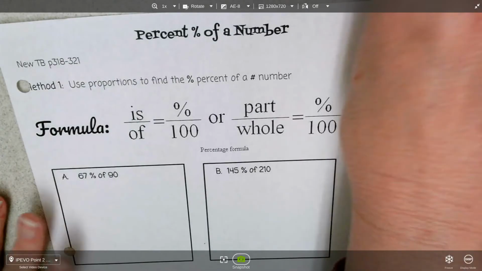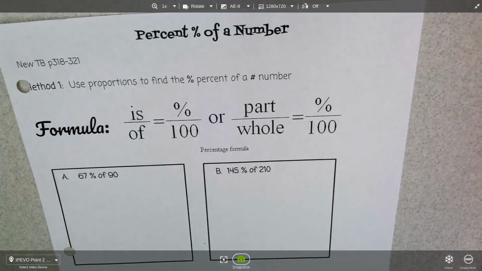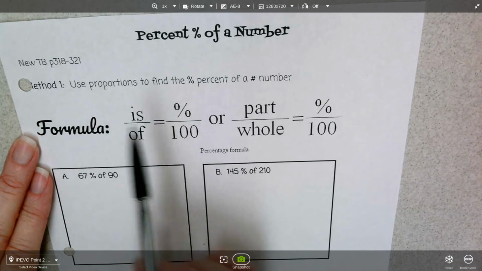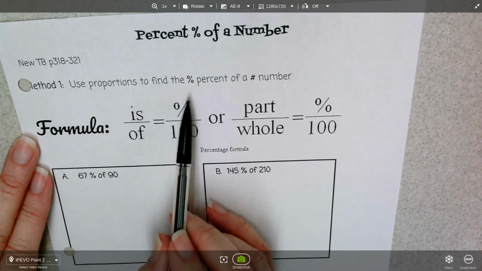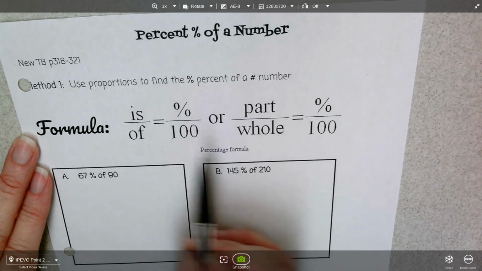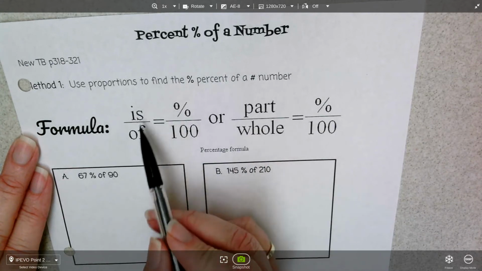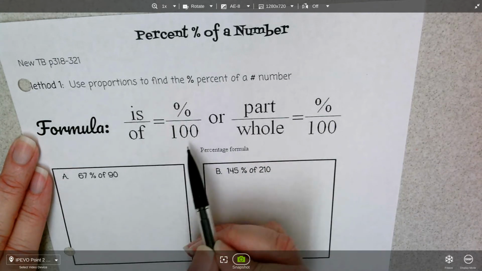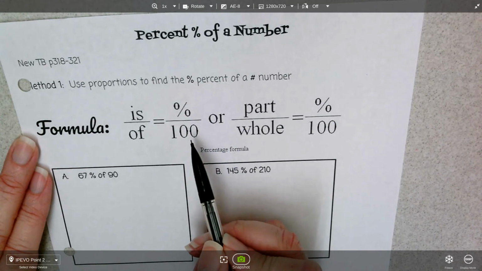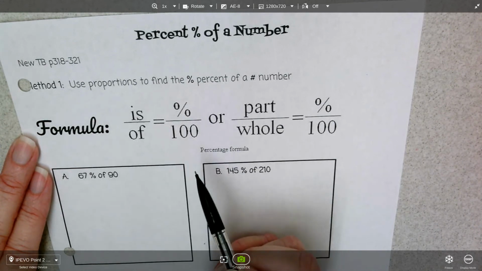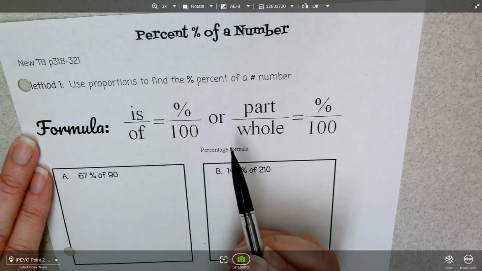Okay, let's take a look at finding the percent of a number. When we look to find a percent of a number, we can use proportions to find that percent of a given number. We're going to use a formula that I like to say as "is over of equals percent over 100." This formula makes everything really easy. It sets it up as a proportion, and then you can write your equation and go from there.